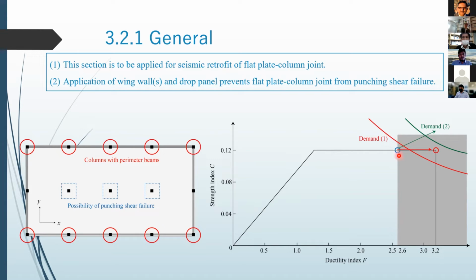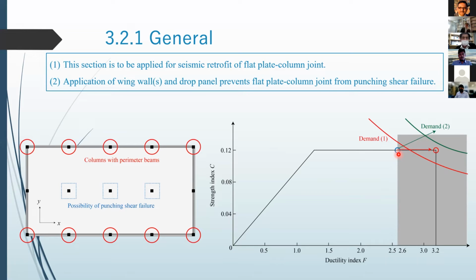This blue one is the performance point of this structure. If the demand is shown as the red line, the blue point is lower than this demand curve. So the seismic capacity of this building does not satisfy the demand, and we have to retrofit it.